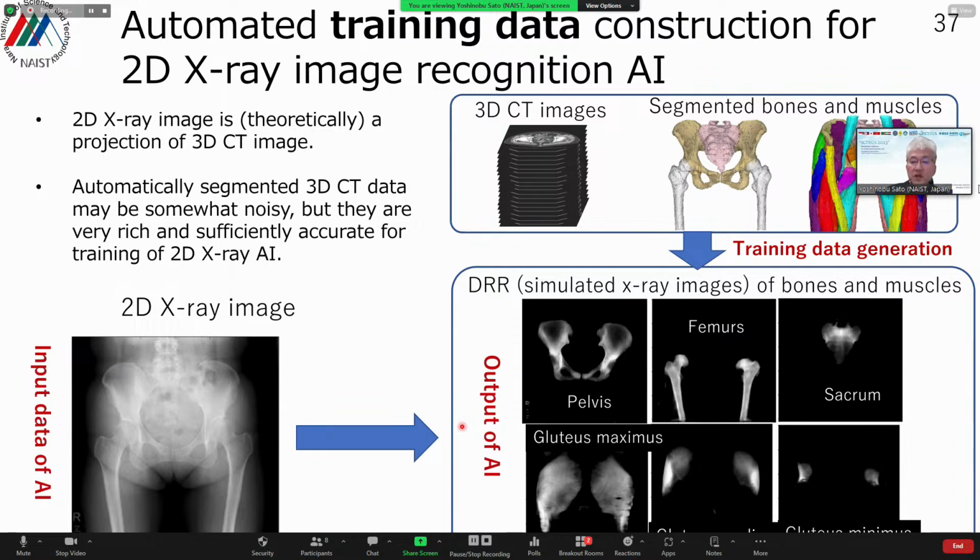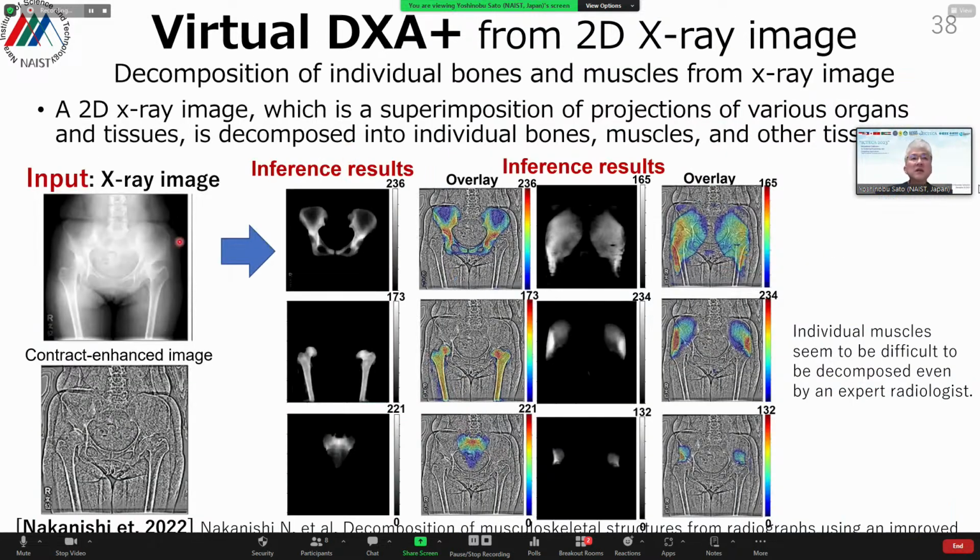So this is one of the results. Given this input image, we decompose this image into these decomposed images: pelvic images, femur images, and other muscle images.